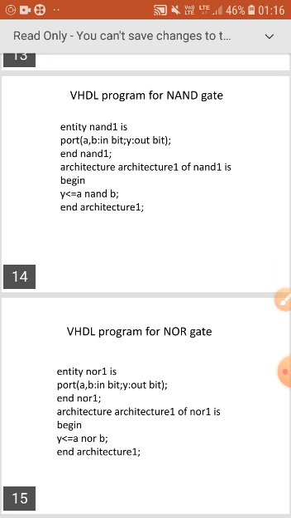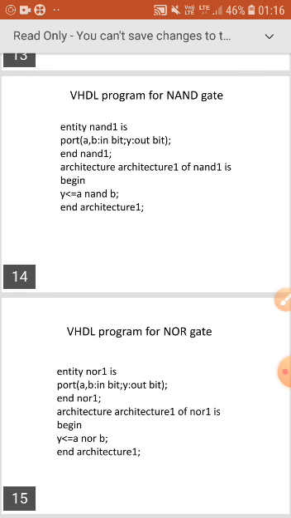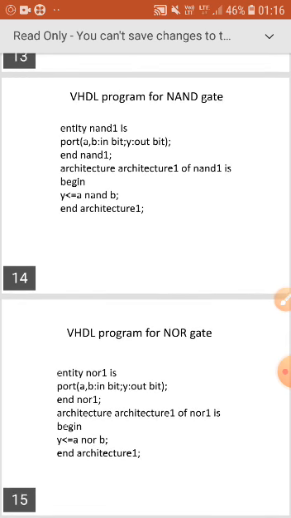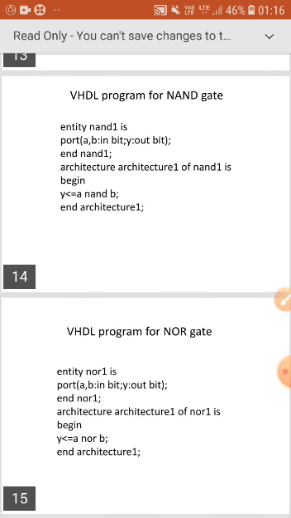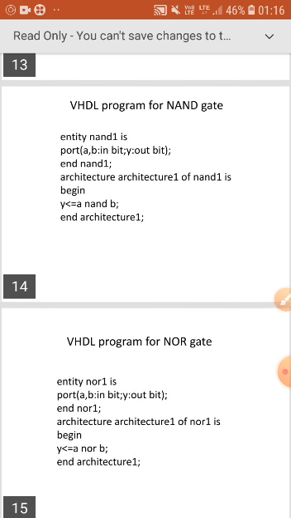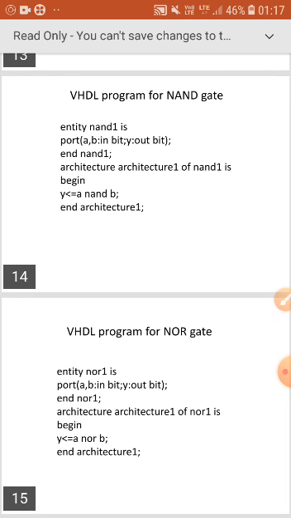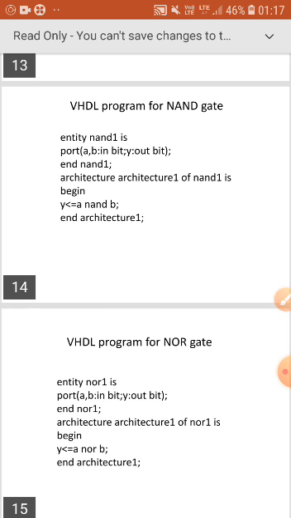Next we will see the VHDL program for the NOR gate. In the first line, the entity name is NOR1. Next I am declaring the input and output ports. Here also I am taking a two-input NOR gate. A and B are inputs, Y is the output. So port, open the bracket, A comma B colon in. A and B are binary values, so bit. Y is the output, so Y colon out, and Y is a binary value, so bit. Third line, end entity name.